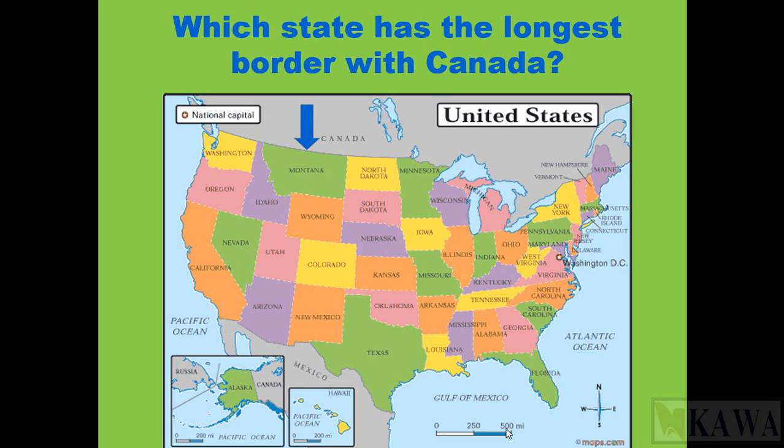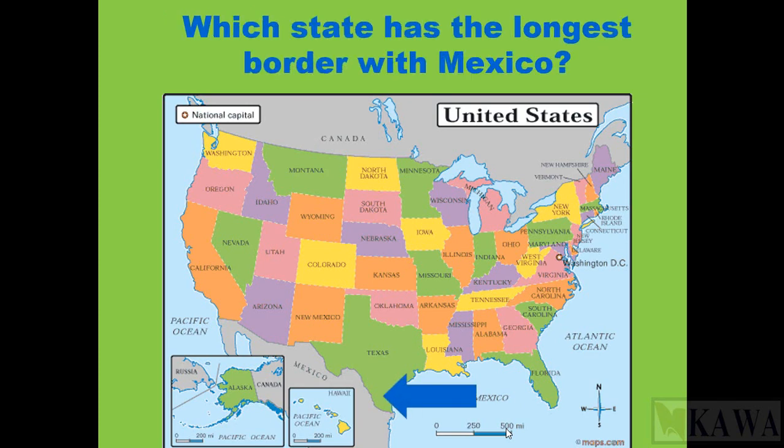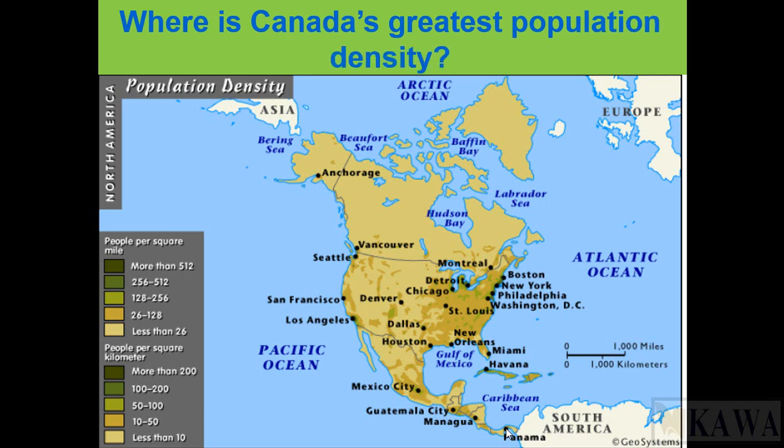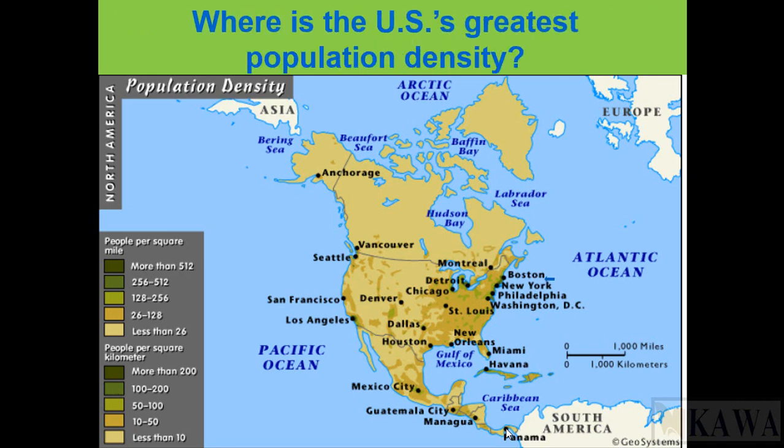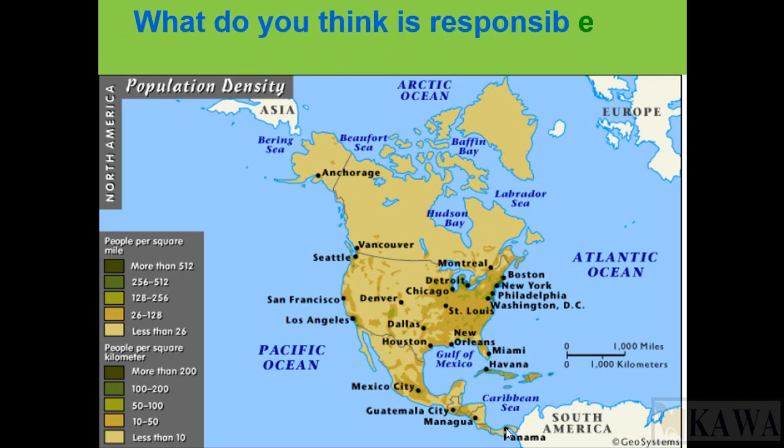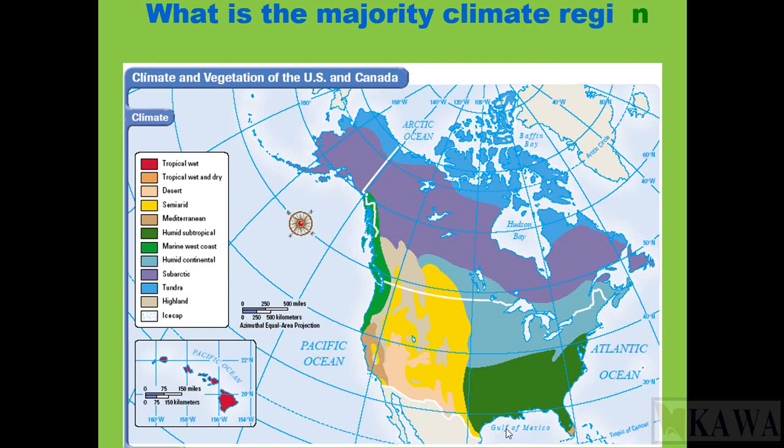And where is Canada? Canada's population density is found there. What about the US? It's found there. And we continue. What is the majority climate region of Canada? You focus on that. And this there, you also find, and then answer that.